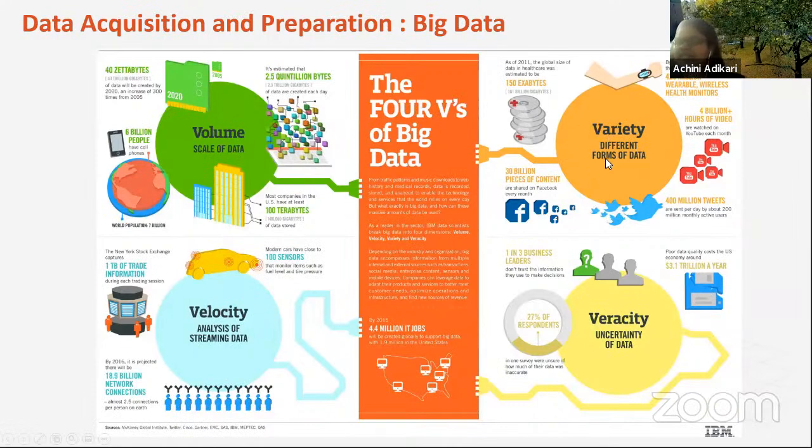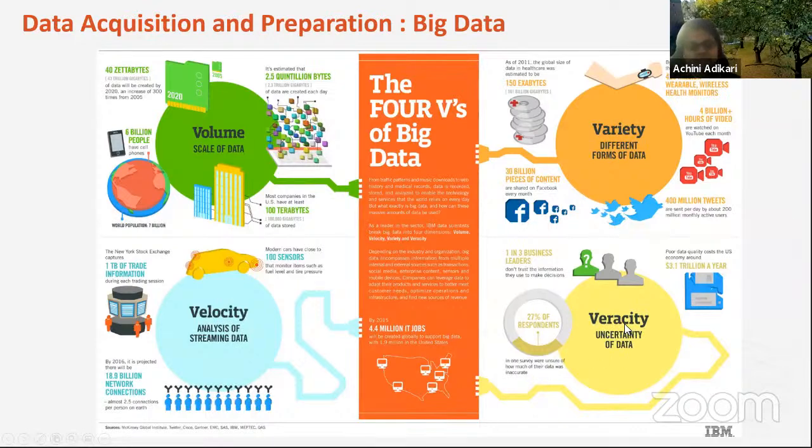And the other one is variety. Variety is different forms of data. Big data can appear in many forms, right? It can be numbers, it can be images, it can be text, it can be videos. So different forms of data, and we need to handle different forms of data differently.